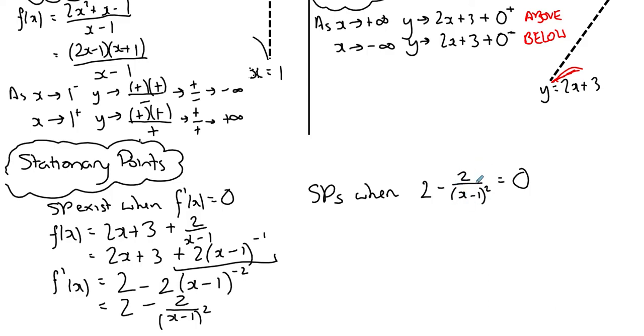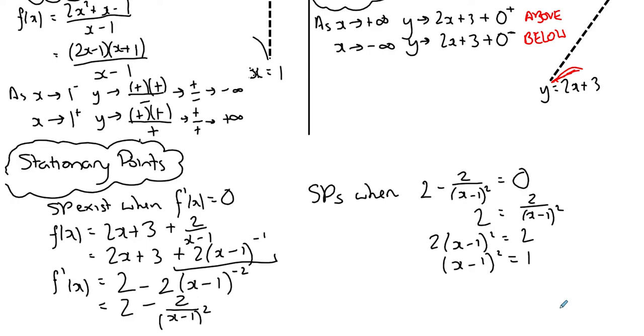Well, if we were to add that fraction to both sides, effectively we'd end up with that. And if we were to multiply both sides by (x minus 1) all squared, we would get 2 times (x minus 1) all squared equals 2. Divide through by 2, (x minus 1) squared equals 1. Okay, there's other ways to think about that.